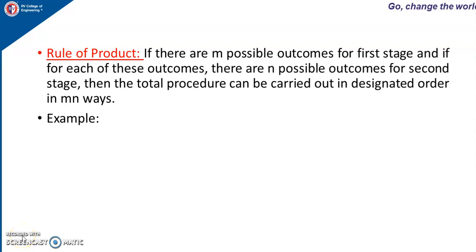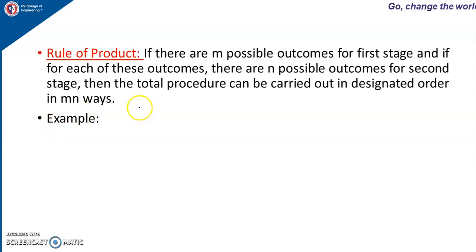In this video lecture, I will be explaining the rule of product. So what is the rule of product? If there are m possible outcomes for the first stage, and if for each of these outcomes there are n possible outcomes for the second stage, then the total procedure can be carried out in the designated order in mn ways.